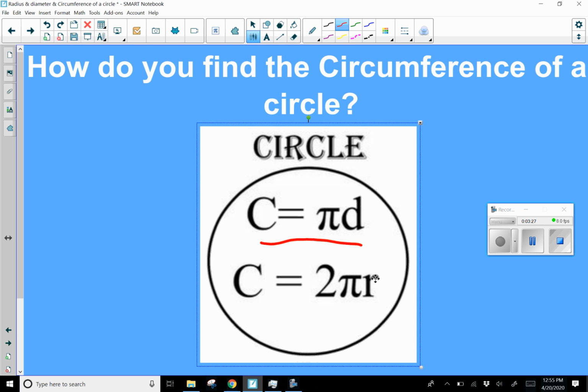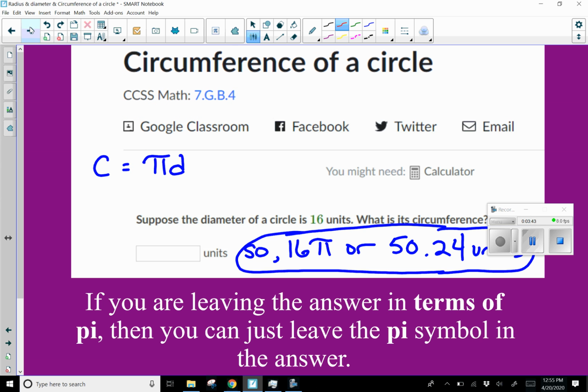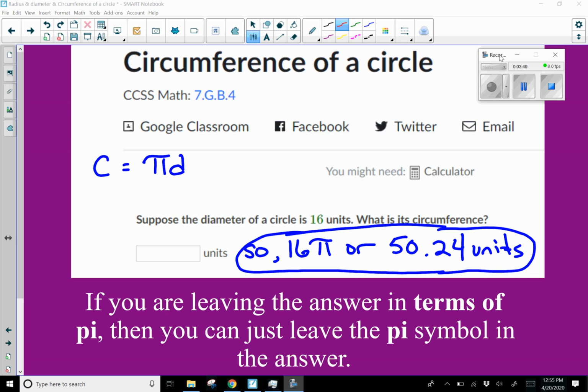So they've just provided you two different formulas, one to use if they give you the diameter and one that you can use if they give you the radius. But like I said, I tend to just stick with C equals pi times diameter. So you'll notice on the upcoming slides, that's the formula that I've been using. Okay, it says, suppose the diameter of a circle is 16 units. What is its circumference? I always start with my formula.